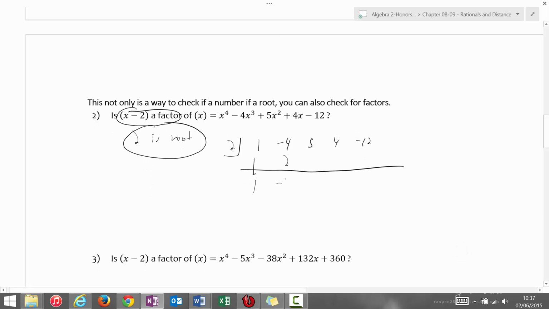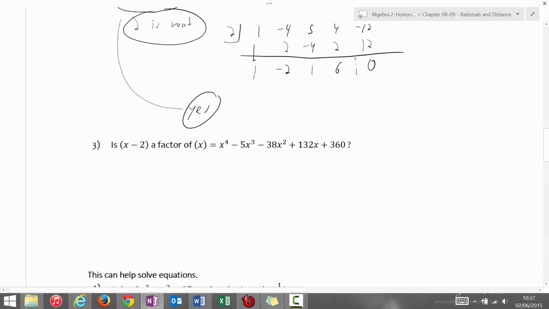1 times 2, negative 2, negative 4, 1, 2, 6, 12, and a remainder of 0. Don't worry about going any further. The answer to the question is yes, and we've just shown it.